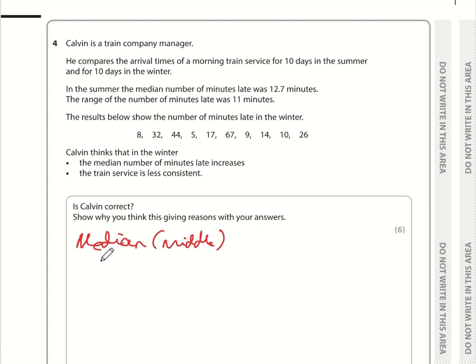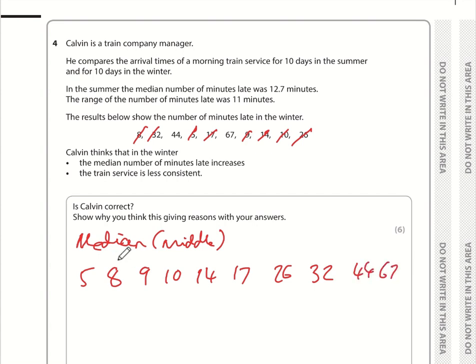That's going to be 5, 8, 9, 10, 14, 17, 26, 32, 44 and 67. So to find the one in the middle, I'm going to cross off the one on the left and one on the right. I'm going to repeat that process again and do that again until I get either 1 or 2 in the middle. Now because we've got an even number of values, we're going to get 2 in the middle.